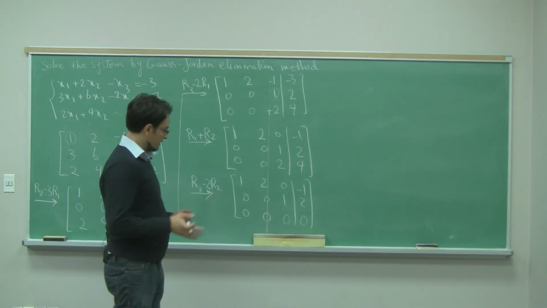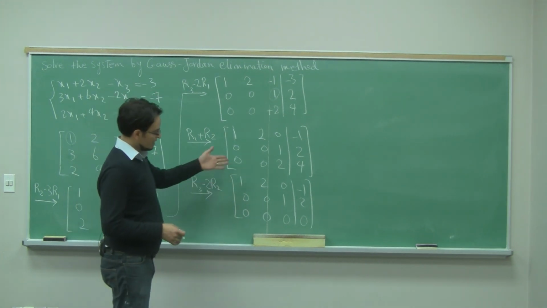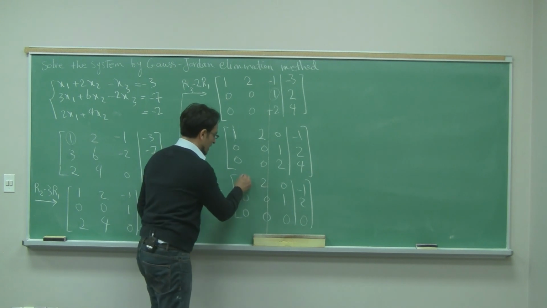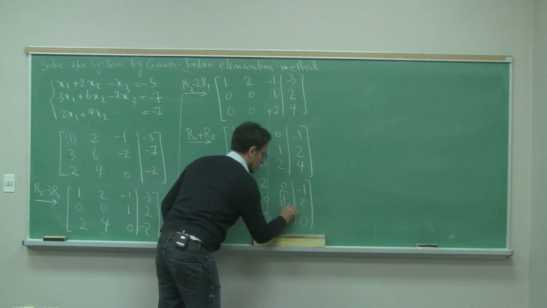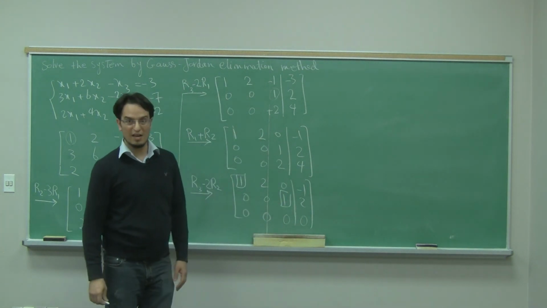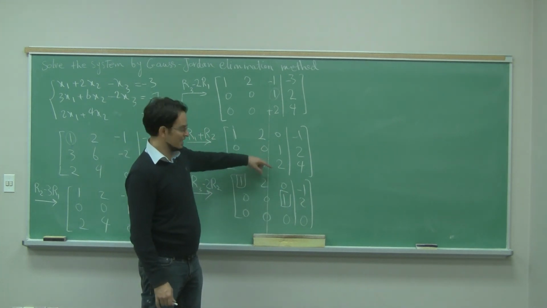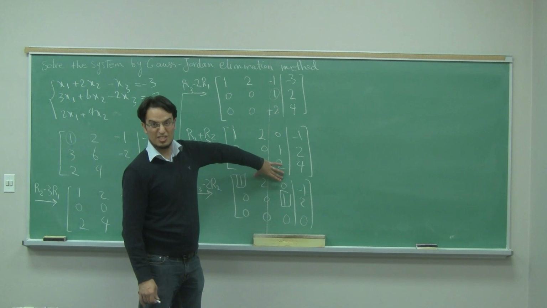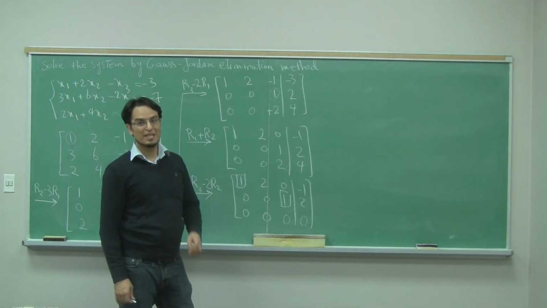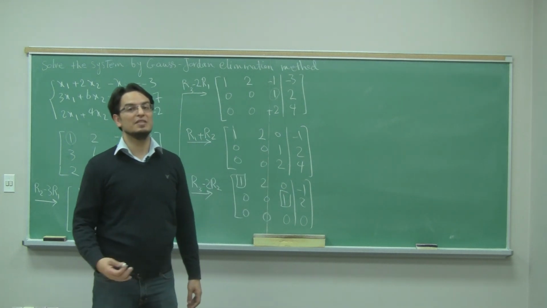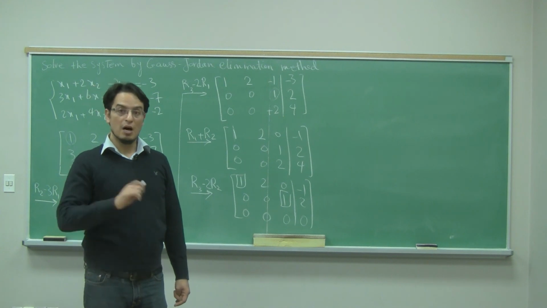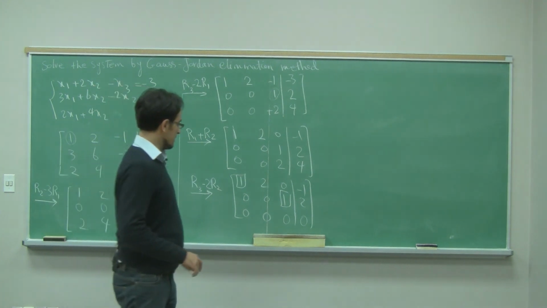Before I go and do the next step, we can check something here. Now I have 2 leading ones, and since the number of leading ones, which is 2, is less than the number of columns, which is 3, that means that I'm going to have infinitely many solutions. But how I'm going to find them is here.